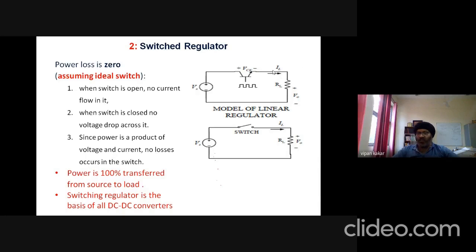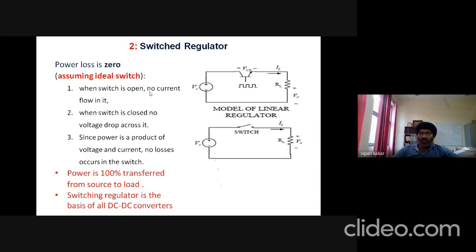So it means that the power loss in this switch is 0, no matter whether the switch is on or off. All the power will be transferred to the load because of the power loss of 0 over here. So we can say that it has 100% efficiency. That's the main concept of a switching regulator. We'll see that in more detail in the coming slides, but that is the basic concept of a switching regulator.